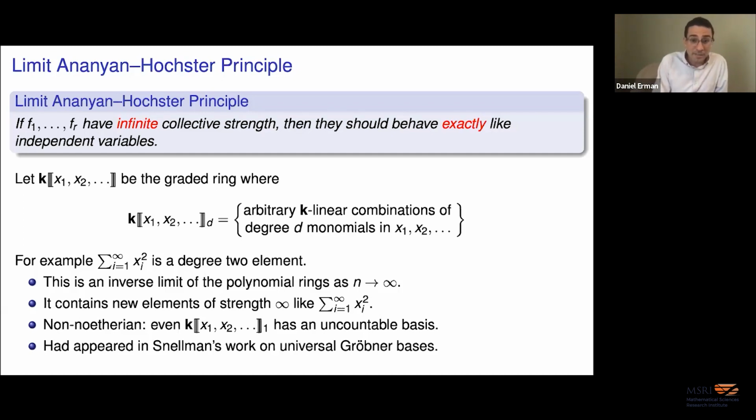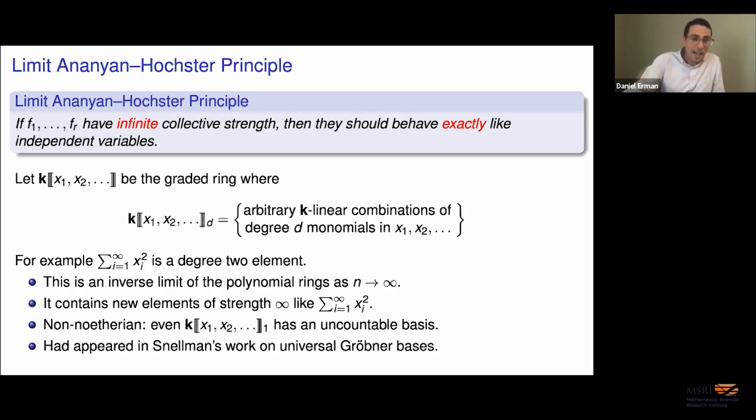It contains new elements of infinite strength. If we're in characteristic not equal to 2, it turns out that the sum of x_i squared has infinite strength. That's an infinite strength polynomial. There is no way to write that as a finite combination of elements of lower degree. At first glance, it appears really bad. It's very non-Noetherian. In degree 1, it's a direct product over the x_i, so it has an uncountable basis even in degree 1. I'd seen it appear in one place previously, in work of Snellman, who studied universal Gröbner bases and used this to try to analyze some of that. So there was some connection here.